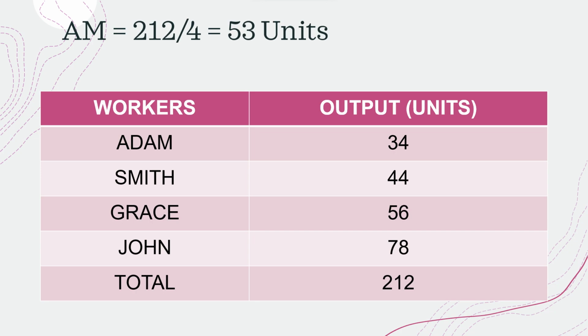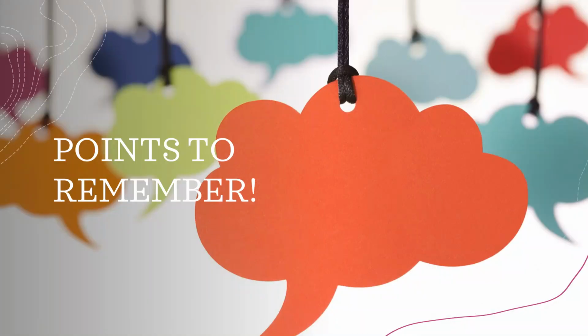Since there are 4 workers involved in producing the output of 212 units, therefore we will divide 212 by 4 and the average output or arithmetic mean will be 53 units, implying that on average each worker has produced an output of 53 units. However, it is an average and we can see that the 2 workers, Adam and Smith, produced less than 53 units, while 2 workers, Grace and John, produced more units than 53. This is the limitation of the arithmetic mean, that the average figure calculated by applying this formula may not be representative of actual values. You need to remember the following points.